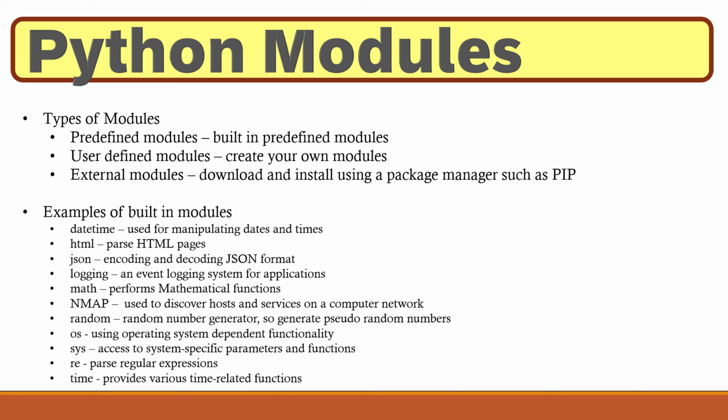Then there's logging, an event logging system for applications. Math is a very popular module for performing mathematical functions. Nmap, used to discover hosts and services on a computer network. Random, a random number generator, so it generates pseudo random numbers. OS, for using operating system dependent functionality. The sys module, access to system specific parameters and functions. RE for parsing regular expressions. And time provides various time related functions. I've only listed a few of the modules.